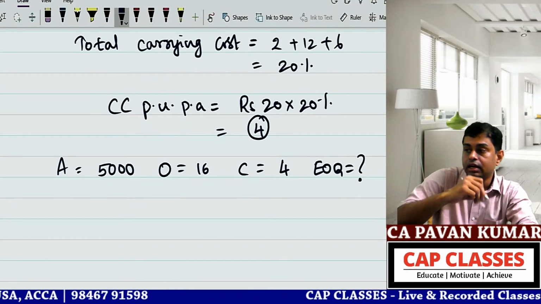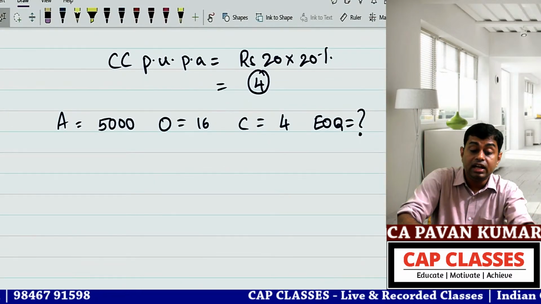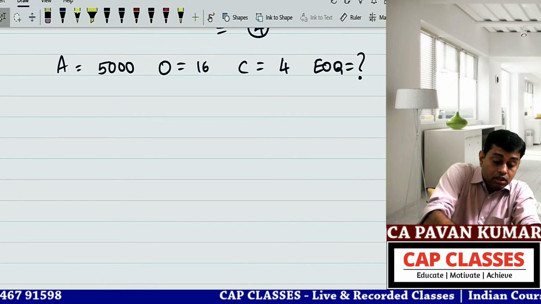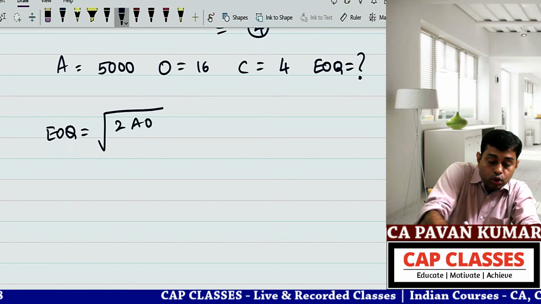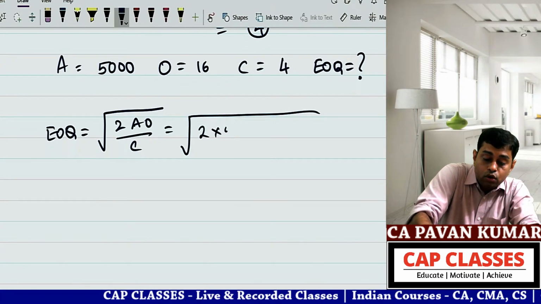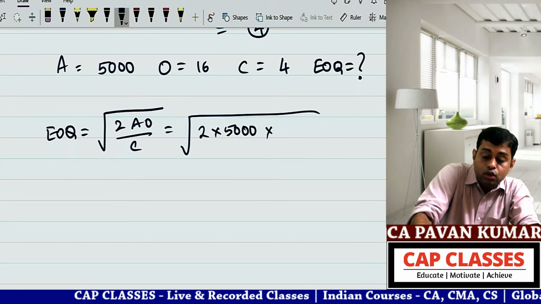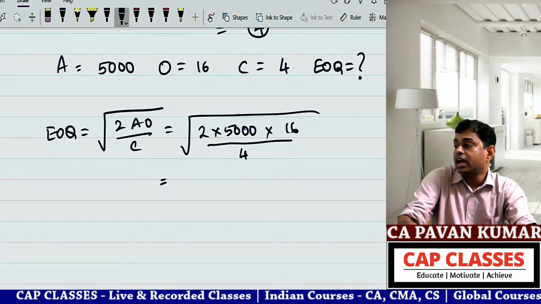EOQ how much? Can you calculate and tell me the answer? EOQ is equal to square root of 2AO by C, that is equal to square root of 2 into 5,000 into 16 divided by 4, that is equal to, calculate and tell me.